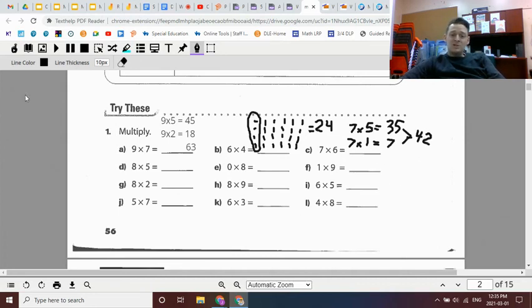Okay, no matter what strategy you're using, whatever works for you at this point is going to be fine. You can always check your answers on the back side of this page by looking at that multiplication chart. Okay, hopefully this was helpful.